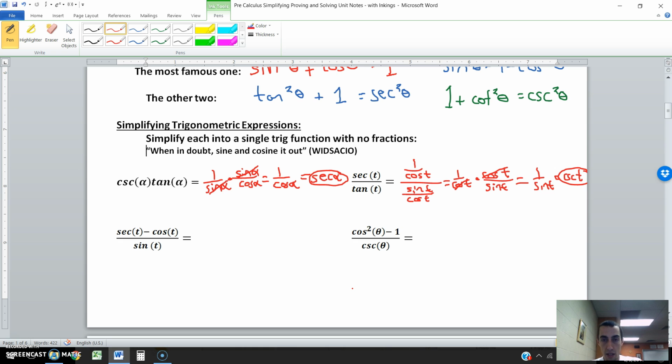Alright, next up, I'm going to stop the video right here. Video number 2 is going to have these last two trig expressions to simplify. So we'll pick things up in video number 2.